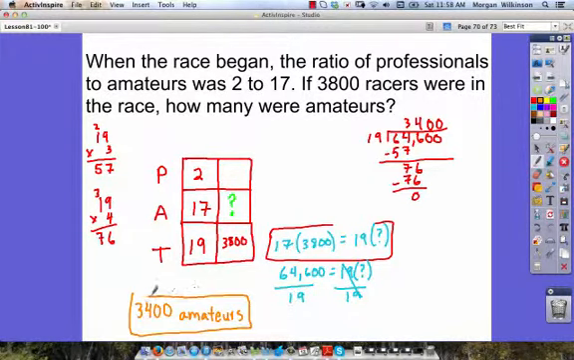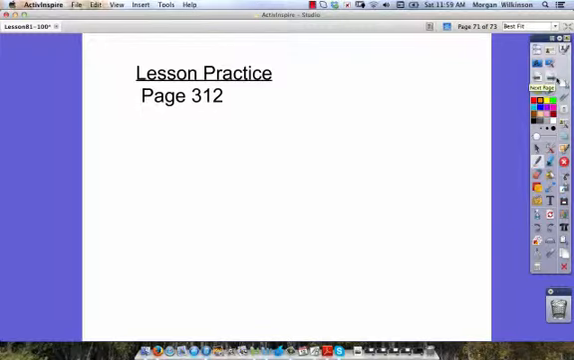We could box it, and if we were working on our lesson, we move on to our next question. Lesson practice will be on page 312. Make sure you've got your notes complete, and I'll see you during our next class.